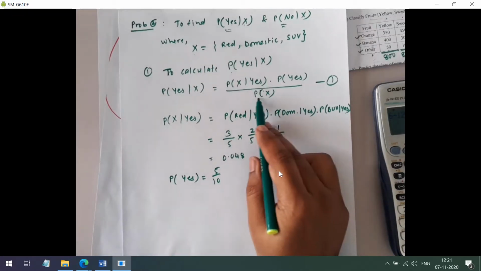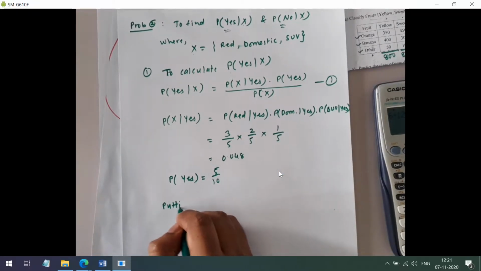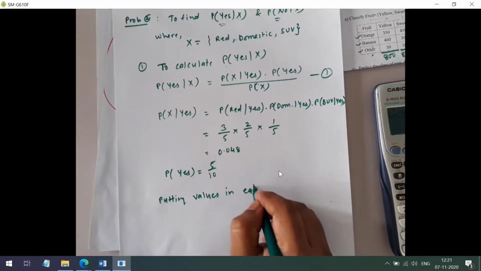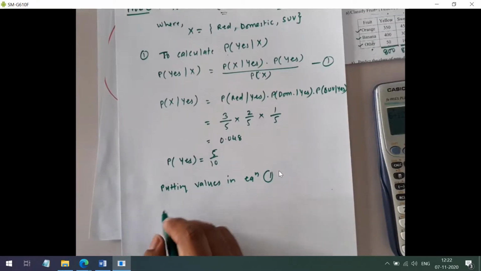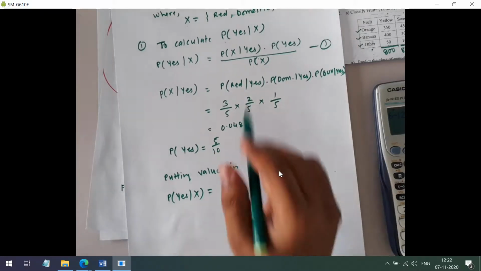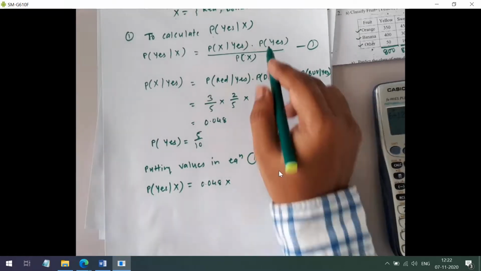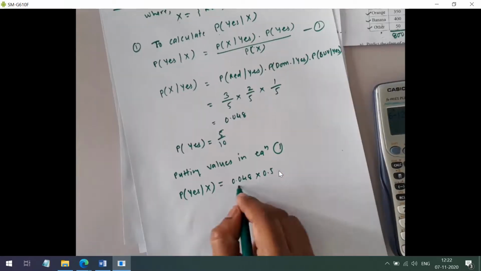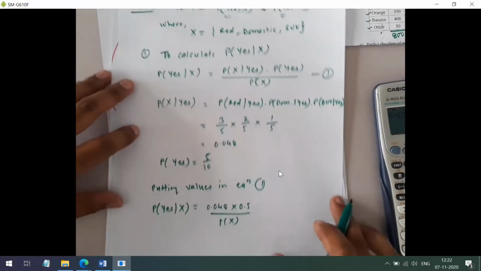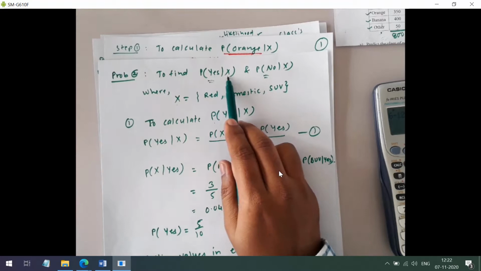Okay, so we will put this value, putting values in equation 1. So that gives P of S given X equals this term's value, 0.048, into probability of S, 0.5, divided by P of X. In this way we have calculated the probability of S given X.